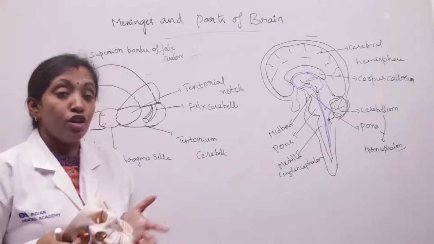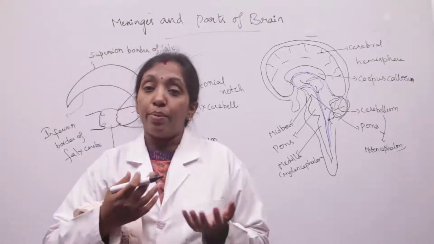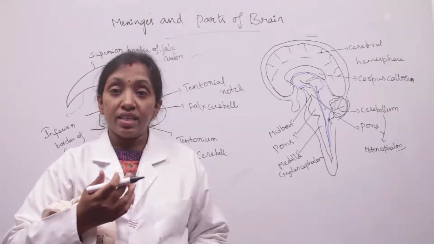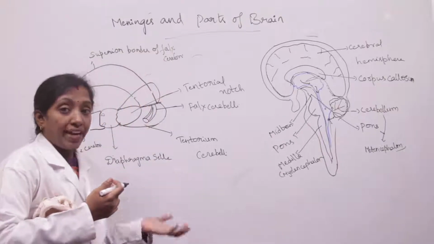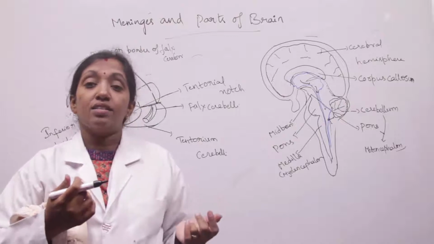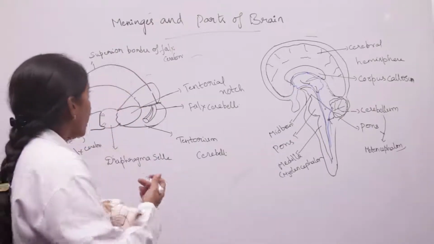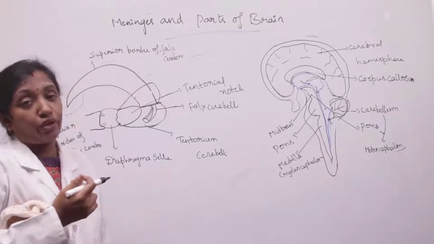The cranial cavity consists of the brain together with its meninges, blood vessels, blood, as well as CSF. Okay, so coming to the meninges of the brain.